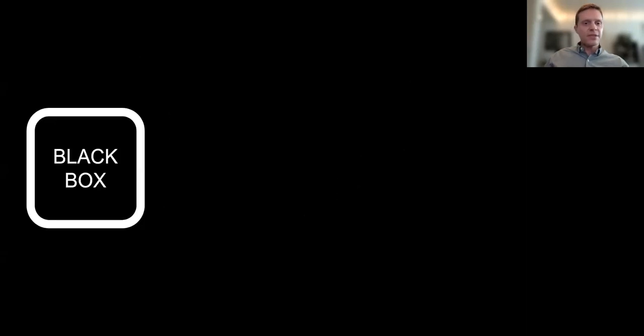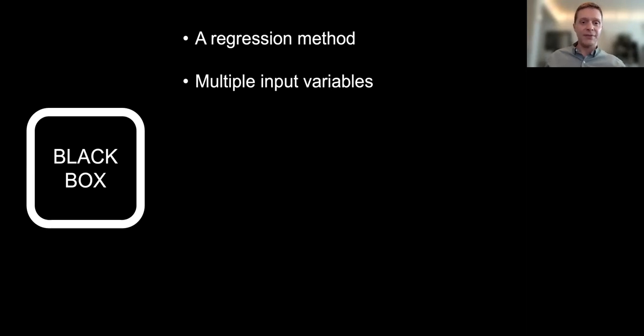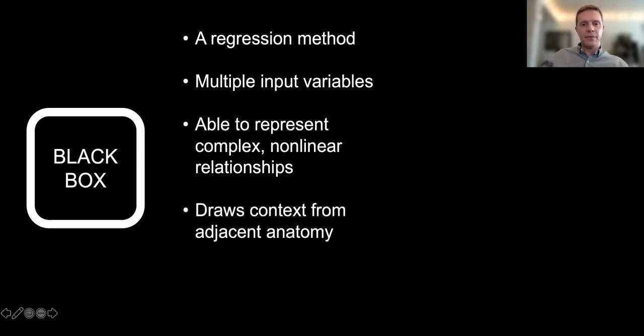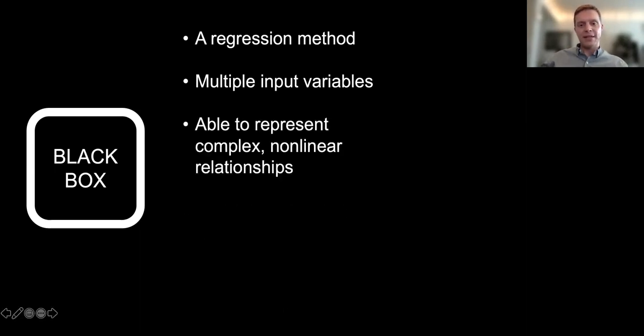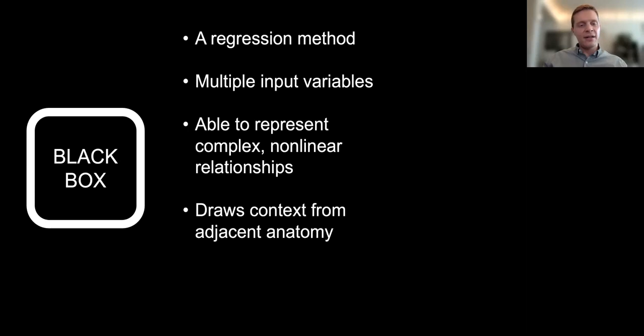So what is this black box? Well, it's essentially a regression method because we're taking some inputs and we're expecting a particular output. It has to be able to take multiple input variables because we want to give multiple different image contrasts. It has to be able to represent complex and nonlinear relationships between data. There's no reason for us to expect that the relationship between non-contrast MRI and post-contrast MRI is linear. In fact, I think it's more likely that it's not.